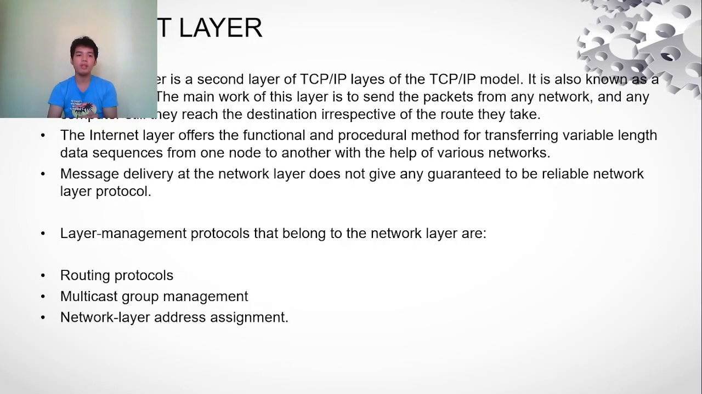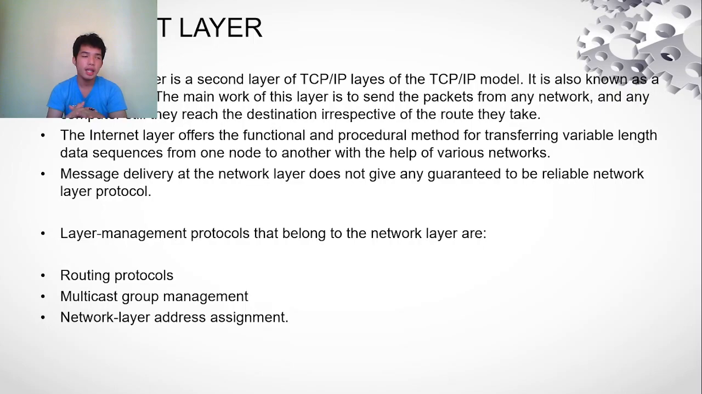So next, we have the internet layer. The internet layer is the second layer of the TCP/IP model. It is also known as the network layer, so don't be confused by that. The main work of this layer is to send packets from any network, and any computer, so that they still reach the destination irrespective of the route they take. So the internet layer and the network layer are the same.